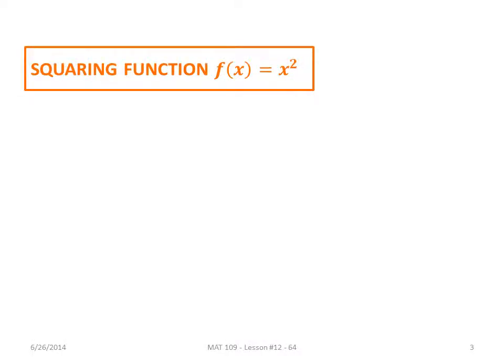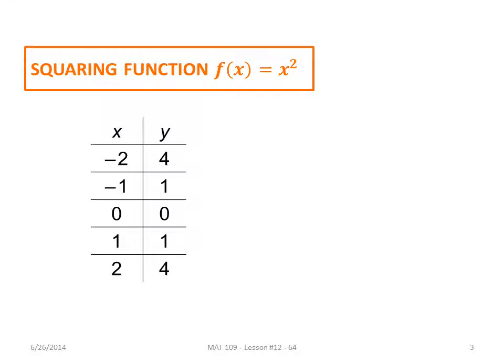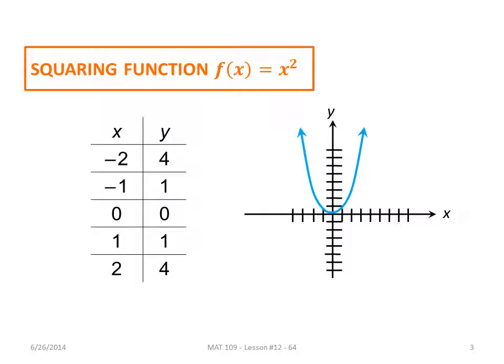Second function is the squaring function, which is just f of x equals x squared. We raised the exponent on x by 1. This is no longer a linear function, so it's no longer a straight line. If you calculated some values, put a -2 in for x, you get 4 out for y, and so forth. When you graph that, what you get is the familiar shape of the parabola.